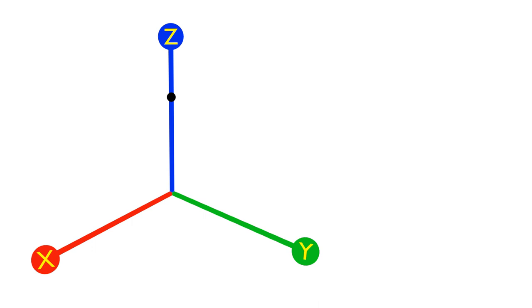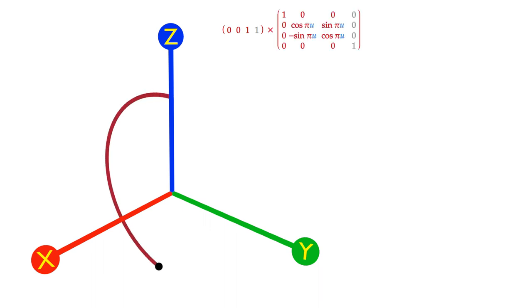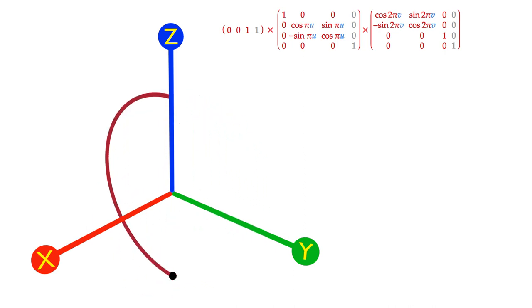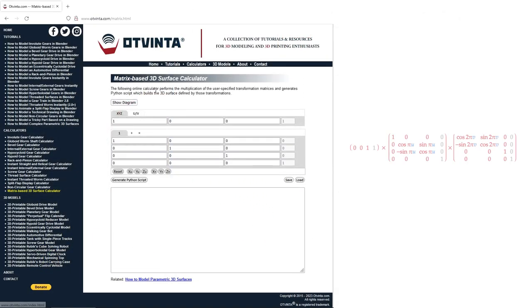Our first one will be the most basic of them, a sphere. There are only two simple steps involved. A point on the z-axis is rotated 180 degrees around the x-axis to form a semicircular curve, and then this curve is rotated full circle around the z-axis to make a sphere. Now let's enter these transformations in the calculator.